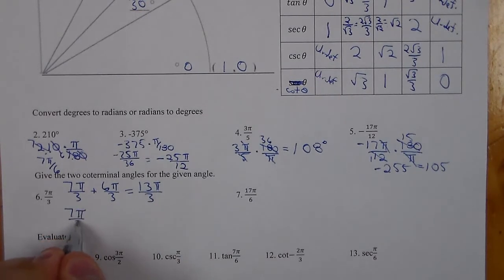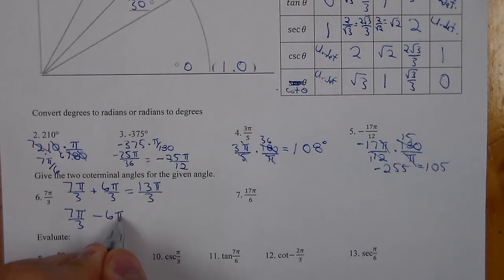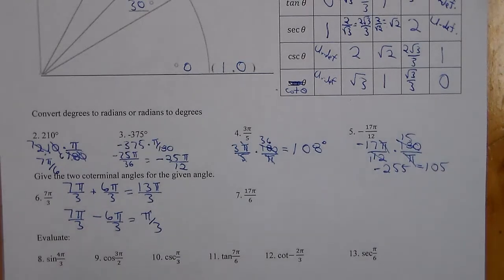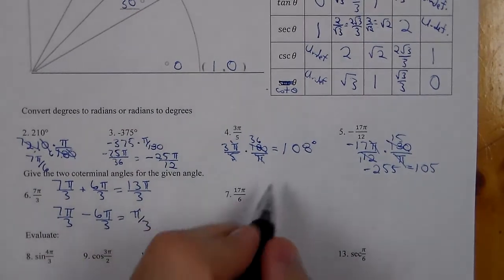The other way I could go is subtract 2 pi, which is going to be subtract 6 pi over 3, which leaves me with just pi over 3. So these two are both coterminal angles, and probably the most common ones we would see there.